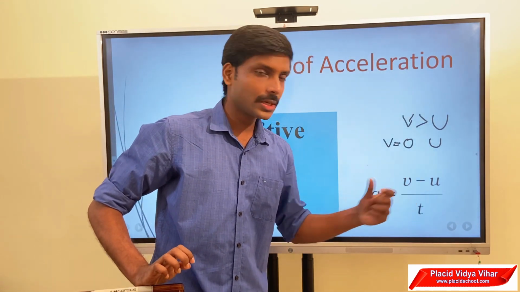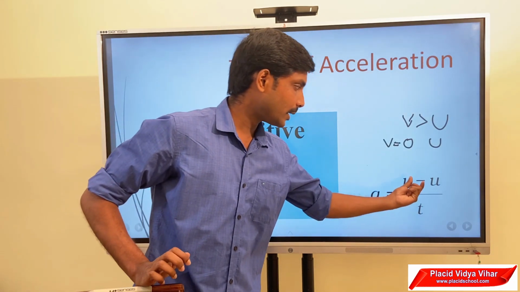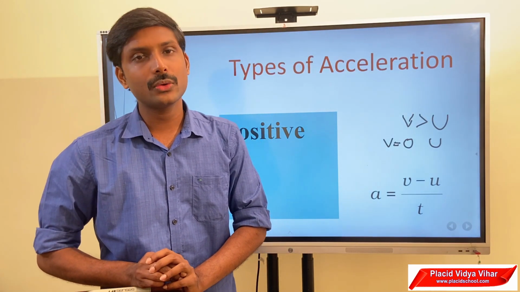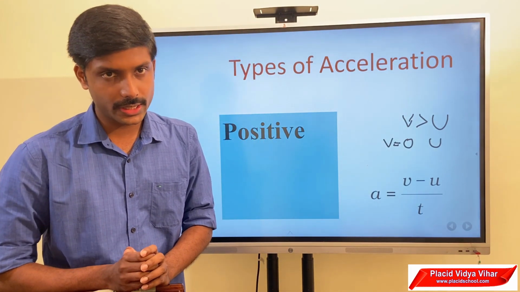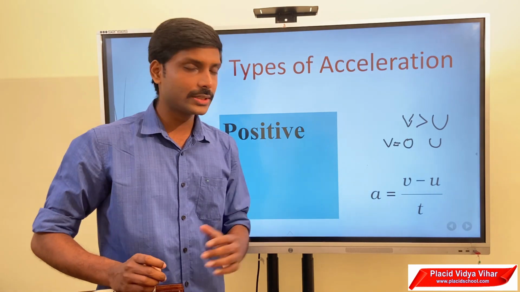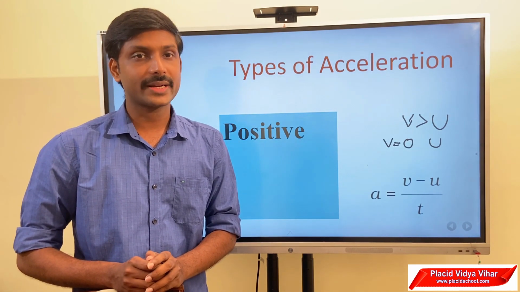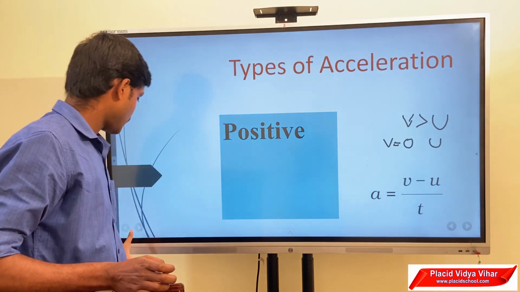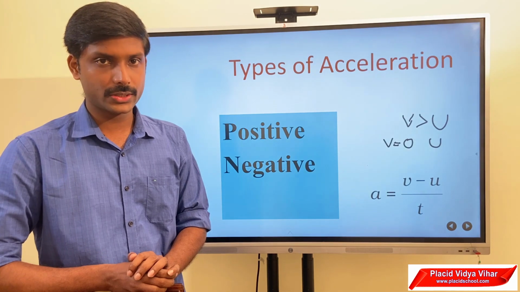So minus u by t will be the result. In there we get a negative value, and that is called a negative acceleration. The other names for negative acceleration are deceleration or retardation. The second type is negative acceleration.